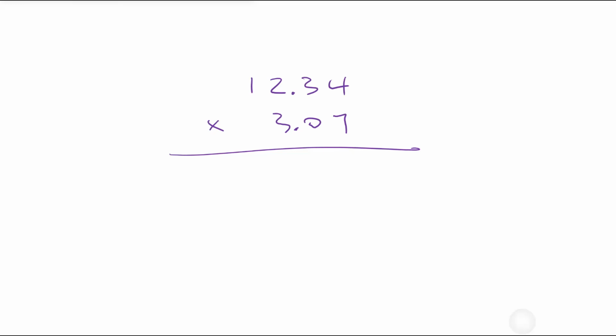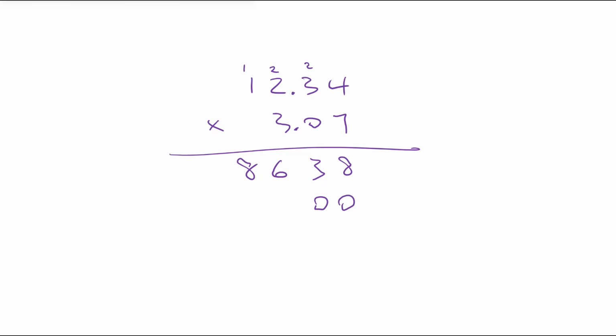7 4s are 28. Carry the 2. 3 7s are 21 and the 2 is 23. Carry that 2. 2 7s are 14. So we have 16 there with the 2. Carry the 1. 1 7 is 7 plus the 1 is 8. Now the next one, we don't worry about doing the 0 because that'll just give us a row of zeros. So the next one we'll do is the 3, but that of course is 2 places in. So we go 2 places in and we start it here.